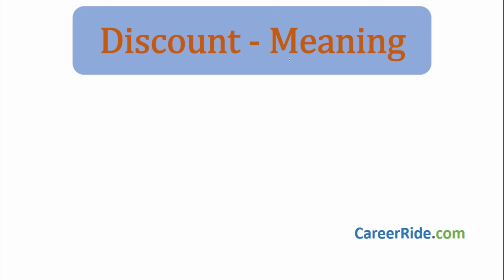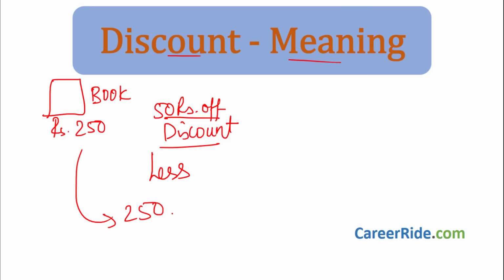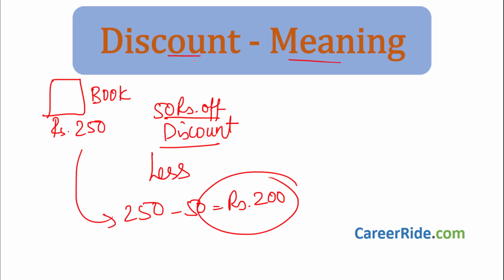Let us understand what is the meaning of discount. Say this is a book and the price of the book is rupees 250. If you are buying this book and the shopkeeper is giving you 50 rupees off, or 50 rupees discount, what does that mean? That means you have to pay 50 rupees less. The price of the book now for you would be 250 minus 50 equals rupees 200. So discount means paying less amount of money. That is the meaning of discount.